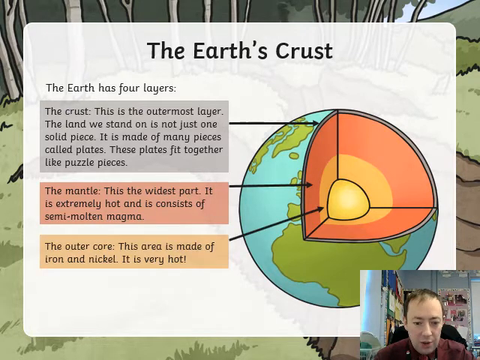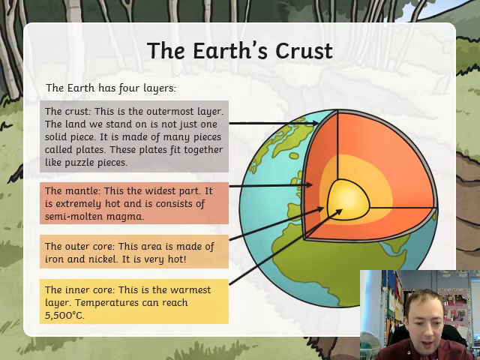The outer core, this area is made of iron and nickel. It's very hot. And the inner core, this is the warmest layer. Temperatures can reach 5,500 degrees Celsius. So if you think that's 55 times the boiling point of water, that's pretty incredible.